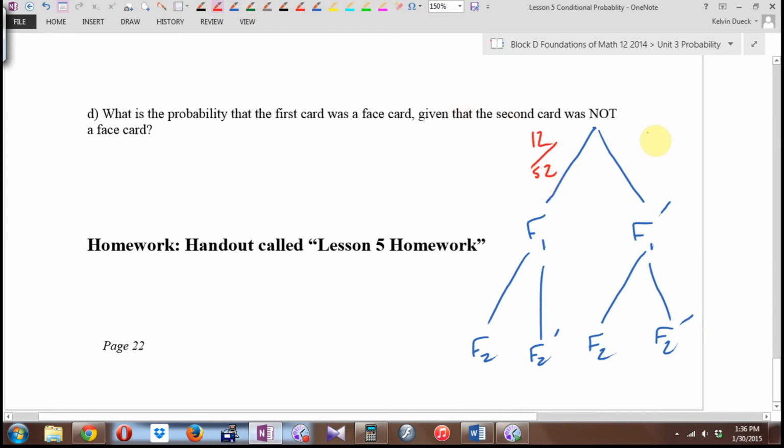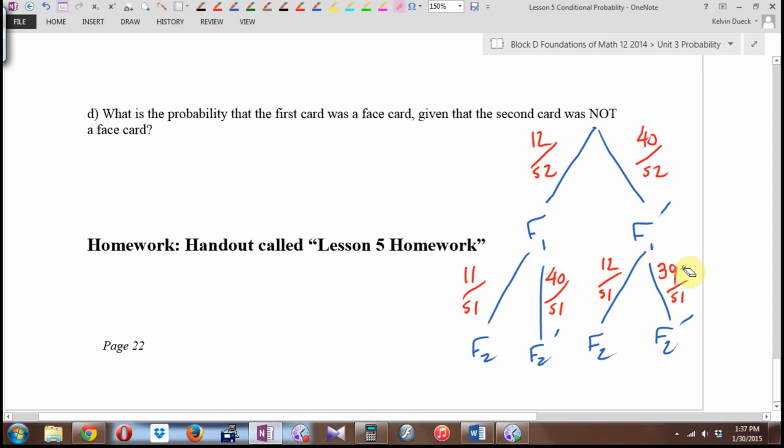How many non-face cards? Down this branch, we picked a face card. So how many are left? 11 out of 51. How many non-face cards? 40 out of 51. Down the right-hand branch, I didn't get a face card. So how many are left? 12 out of 51. And, whoop, 39 out of 51. Again, are these two branches identical to those two branches? Everybody say no. That tells you these are not independent.